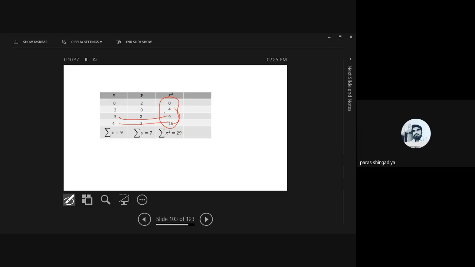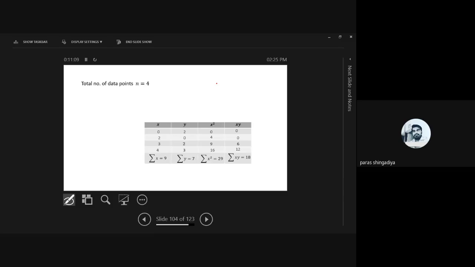And then after last one, that is called x into y, okay. So it will be product of x y. First find the product of each value of x and y, ठीक है, first to the first, second to the second, third to the third, and so on. So 0 into 2 is 0, 2 into 0 is 0, then after 3 into 2 is 6, and 4 into 3 will be 12. So now find its total, so that is called 18, ठीक है, sigma xy will be 18. So predict these values first, that is required, and then after replace these values in the formula.